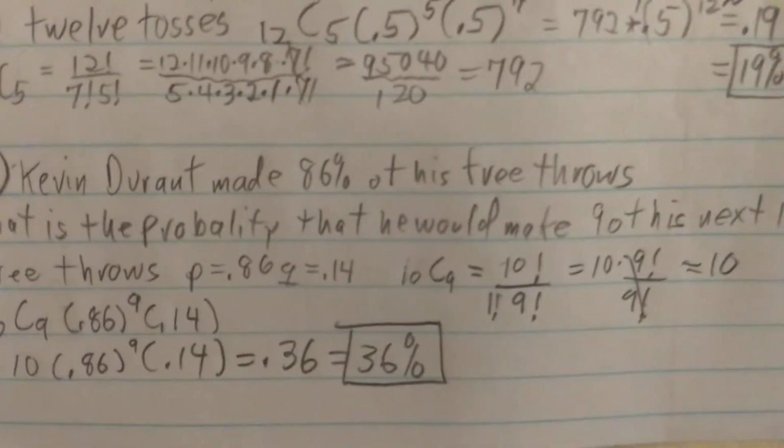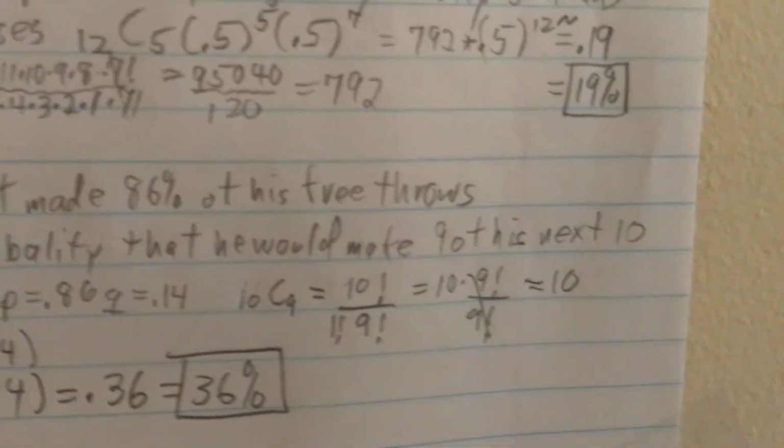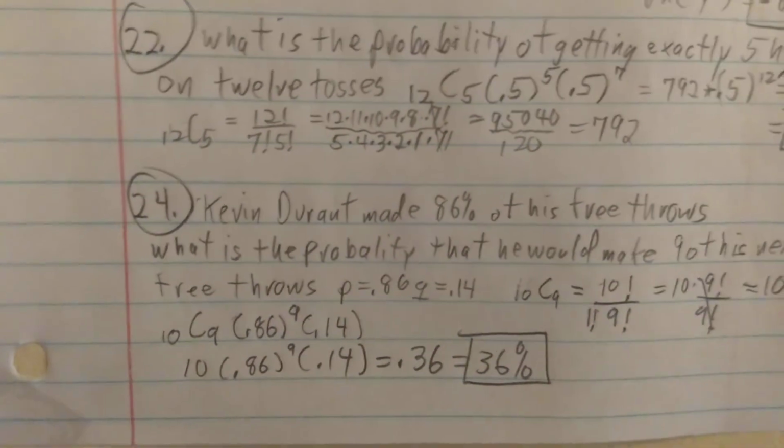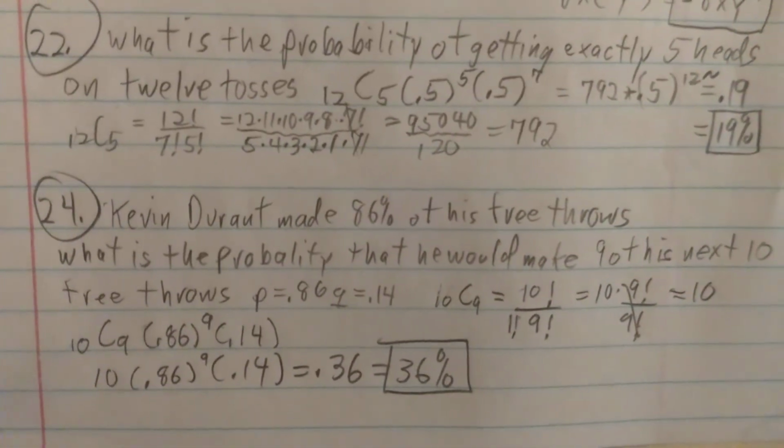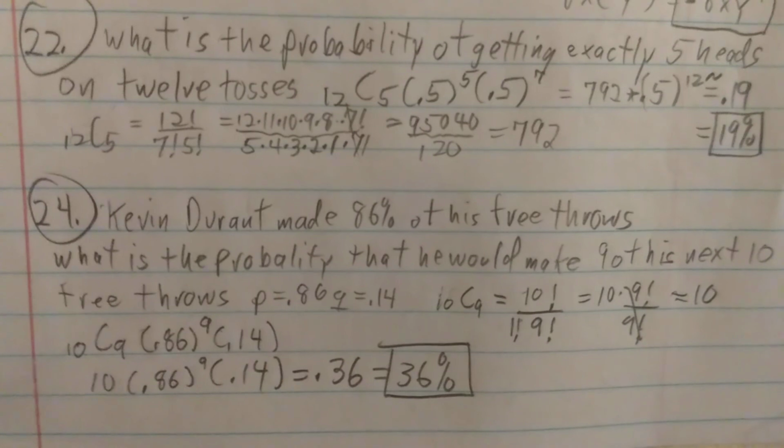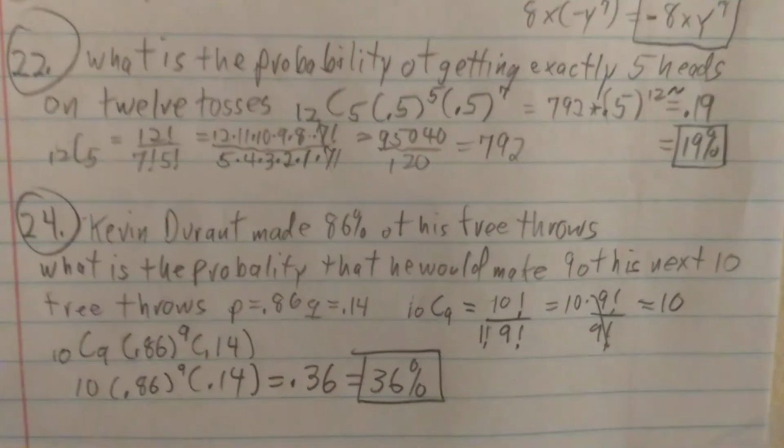And now Kevin Durant, if you follow basketball, you would know him, made 86% of his free throws. What is the probability that he would make 9 of his next 10 free throws, with a probability of success 0.86, of failure 0.14, because it's 1 minus 0.86.